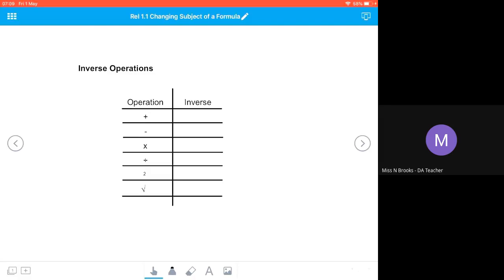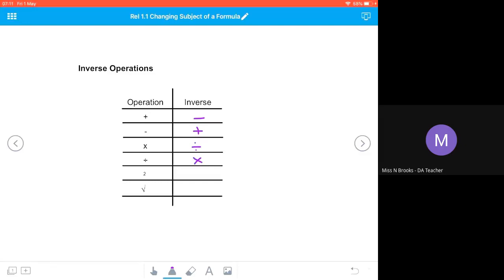Now, if you think about BODMAS: brackets, order of, divide and multiply, add and subtract. And the reason that I've grouped the add and subtract and the divide and multiply together is because they are inverse operations of each other. So, the inverse operation of adding is subtracting. And the inverse operation of subtracting is therefore adding. Again, I grouped multiply and divide together, so the inverse operation of multiply is divide, and the inverse operation of divide is multiply.